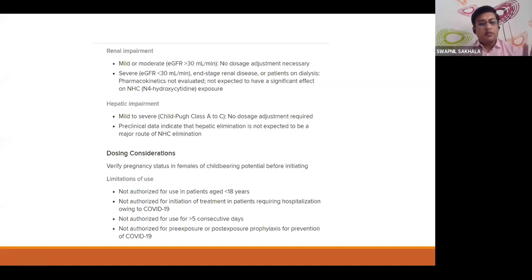Fourth, if one person from the family is positive, the other person, as exposure or post-exposure prophylaxis, should not take molnupiravir, strictly no. So these four are strictly no. One, patients less than 18 years of age; two, pregnancy status; three, patients requiring hospitalization; and fourth, exposure prophylaxis. Other indications where we should not use it: it is not to be used for more than 5 days, and in patients who have renal impairment and hepatic impairment.